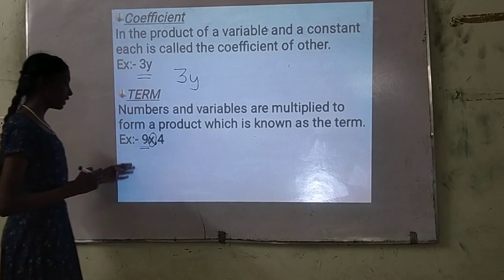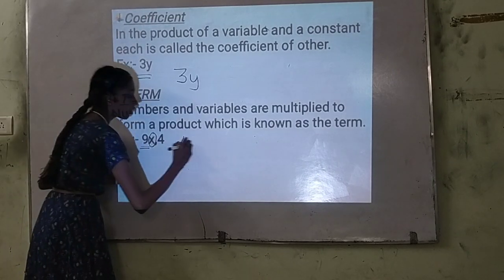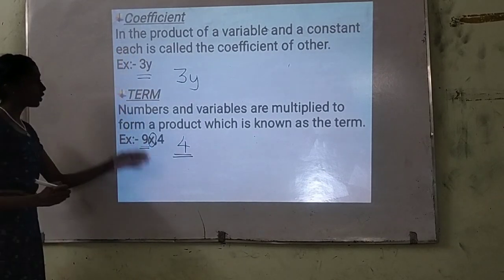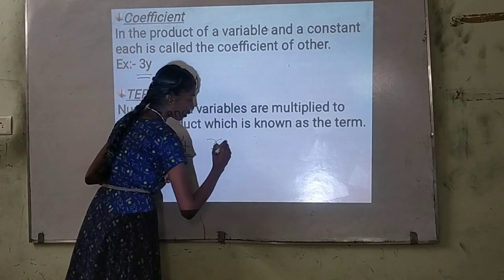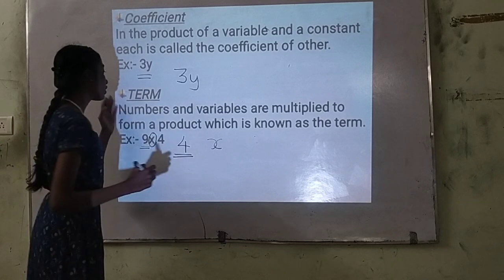are multiplied with each other. So it is called a term. Since 4 is only a constant, it is also called a term. Here x is also a variable, but it is also called a term.